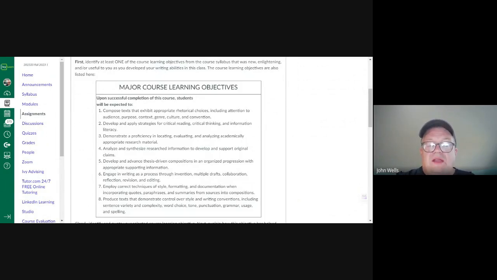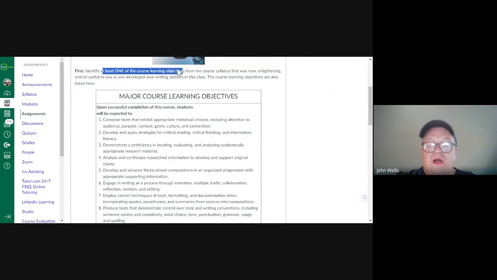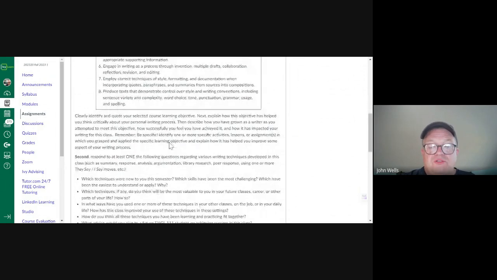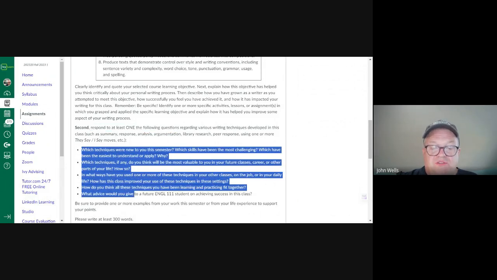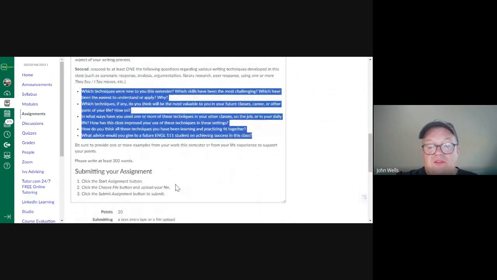If you look at this list of objectives, these are the things that we were trying to do. You pick at least one of these objectives, right? Pick at least one of these objectives, and then talk about how you think you are doing with that, right? And then respond to at least one of the following questions, right? Now, these are things that we tried to focus on during the class. These are things that we really want to try to develop as skills. So you pick one learning objective and then you pick one of these questions and you explain how you did.